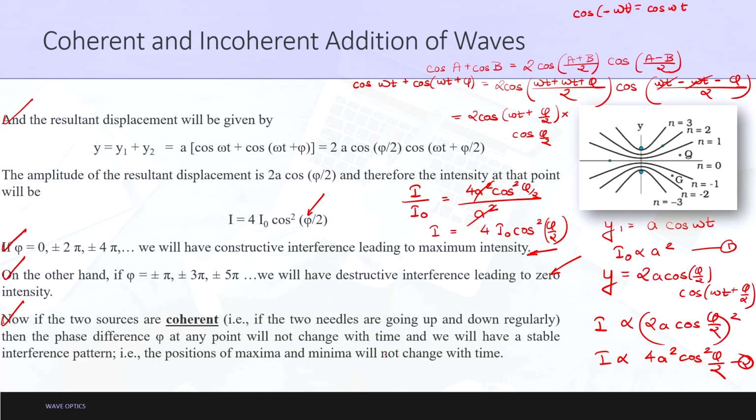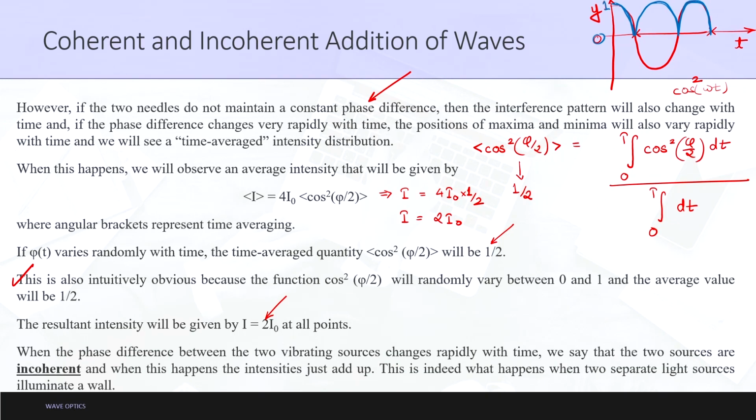Incoherent sources refers to those sources where the phase of the vibrating sources changes rapidly with time. So, this is nothing but the difference between coherent sources and incoherent sources. Please do not mix up coherent and incoherent sources with constructive and destructive interference.